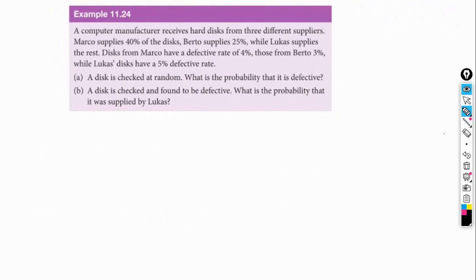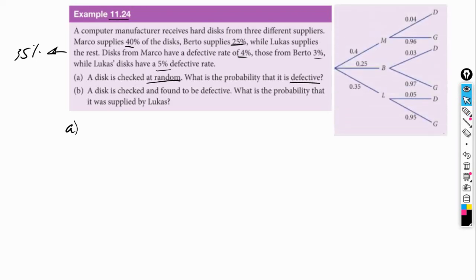So next, let's take a look at example 11.24. It says, a computer manufacturer receives hard disks from 3 different suppliers. Marco supplies 40% of the disks, Berto supplies 25%, while Lucas supplies the rest. So that would be 40 plus 25, 65, that would be 35% from Lucas. Disks from Marco have a defective rate of 4%, those from Berto 3%, while Lucas's disks have a 5% defective rate. Part A, a disk is checked at random. What is the probability that it is defective?